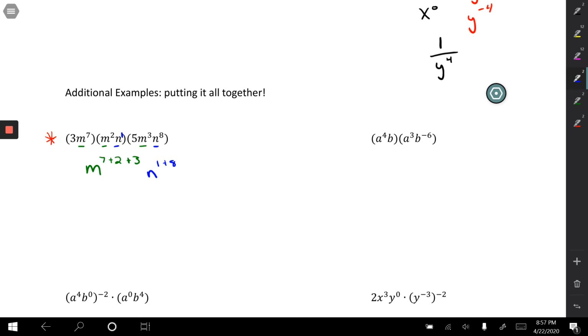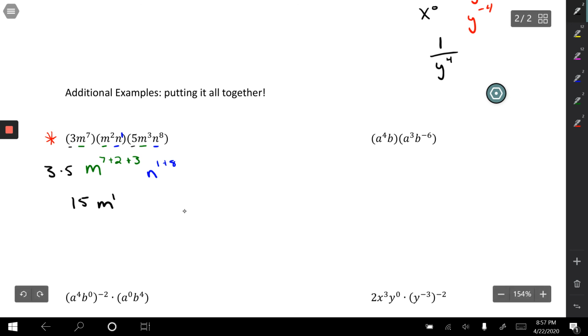Okay, well, what about our numbers? What am I going to do with them? Well, this is just a multiplying problem, so I'm just going to multiply the numbers. They don't have any exponents, so they're not going to follow our exponent rules. They're just going to follow our plain old multiplying rules. So 3 times 5 gives me 15. And then 7 plus 2 plus 3, I end up with m to the 12. And 1 plus 8, I have n to the 9.